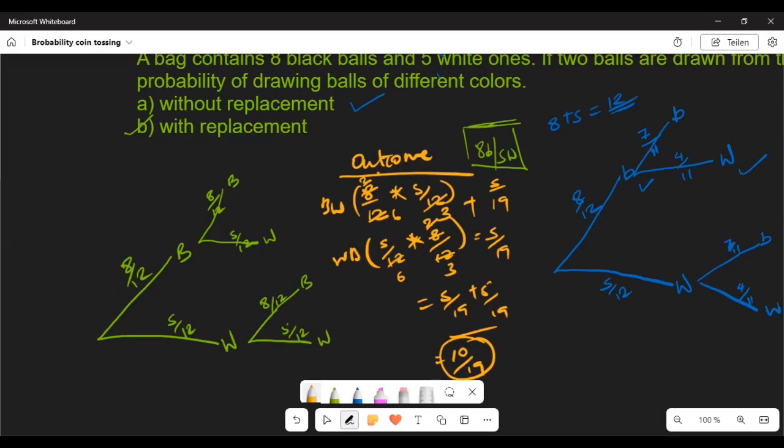So that's how you do a probability. I wanted to just share with you how probability is done, and I hope you now learned how these probabilities are done.